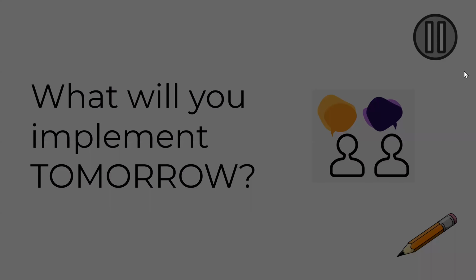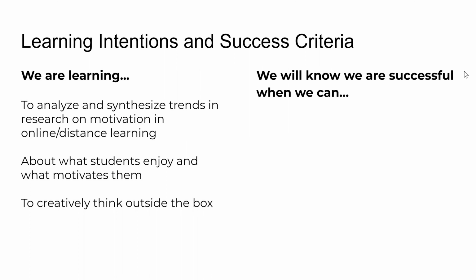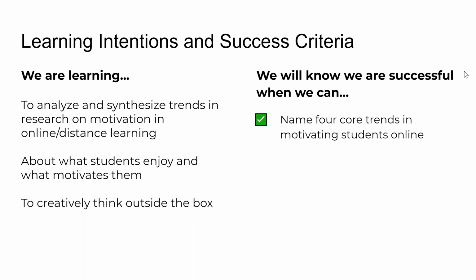All right, next, I want to check in on our teacher clarity for our learning today. So let's check the success criteria. Can you now name the 4 core trends in motivating students online? Okay, think about that. We want quality over quantity, social interaction, relevancy, and teacher clarity. We've talked about that throughout our training today.